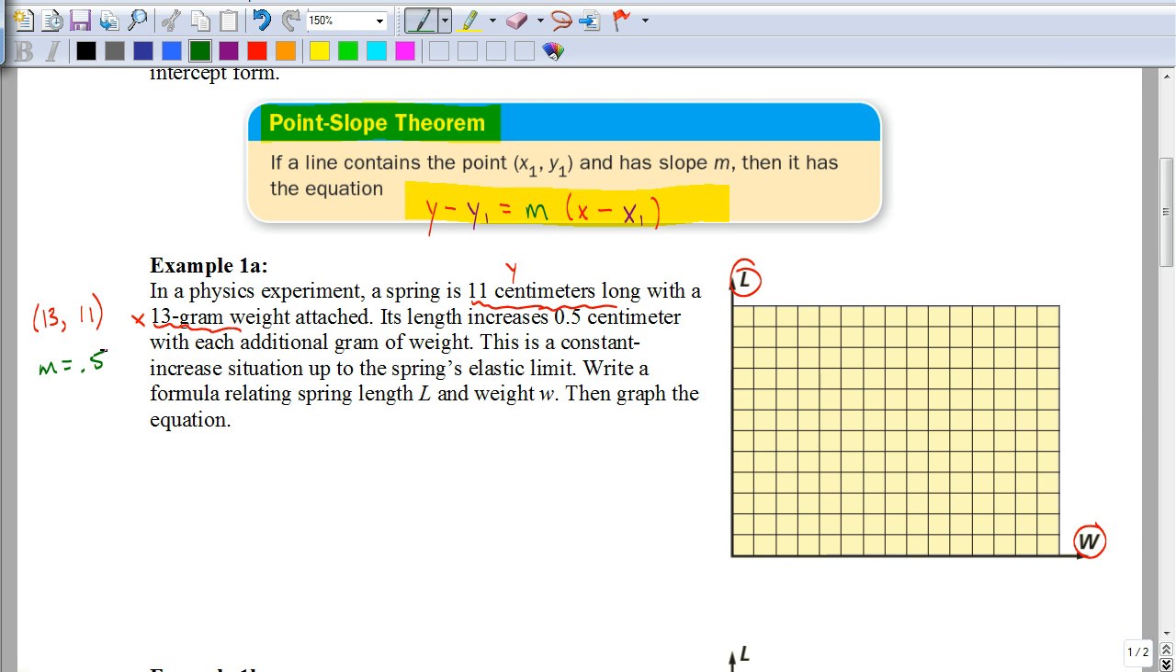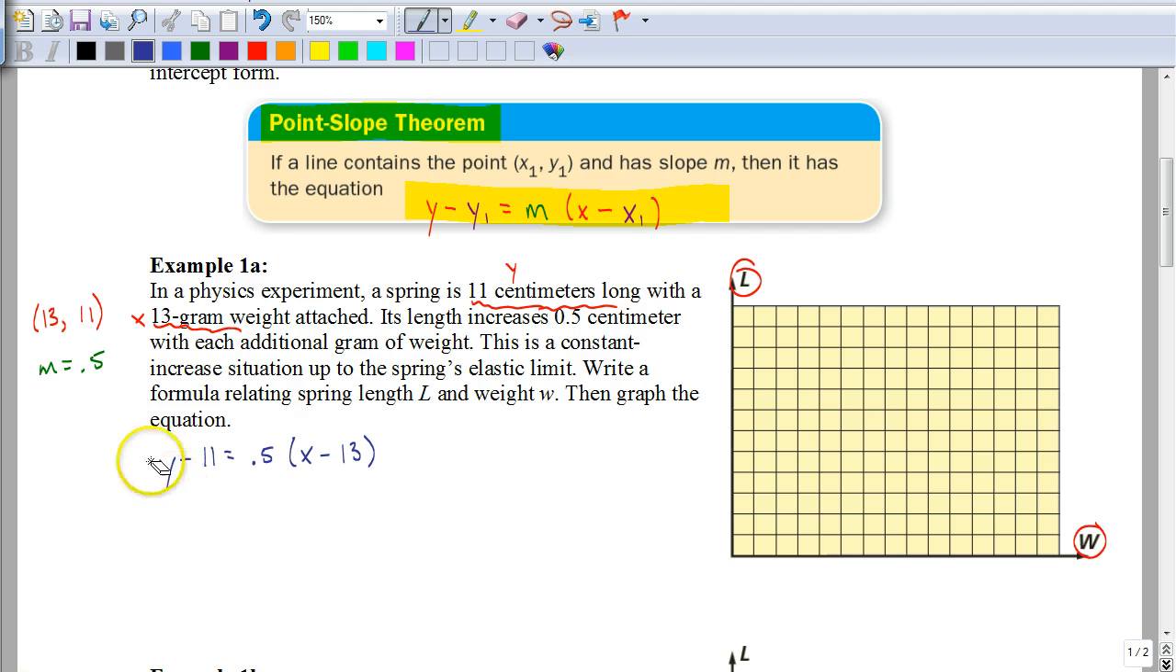So now I just put it in the proper form. So it's going to be y minus your y1, which is 11, equals my slope, which is 0.5, times x minus my x1, which is 13. Now we don't leave it like this. We want to write it in slope-intercept form.